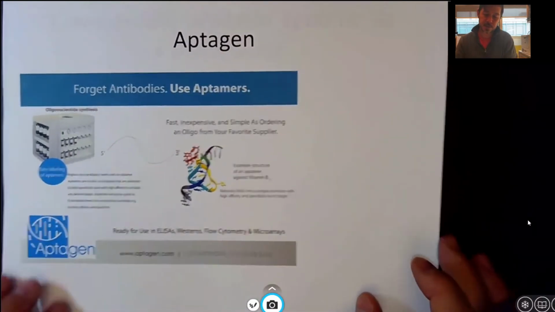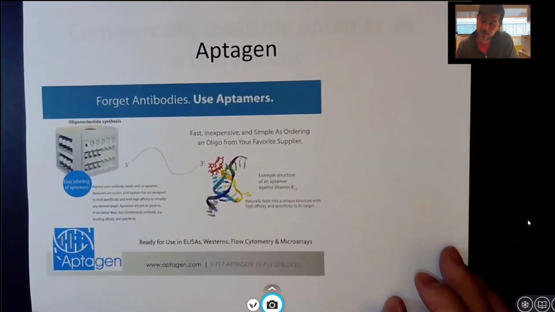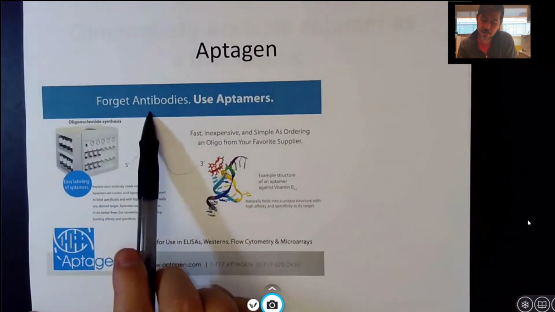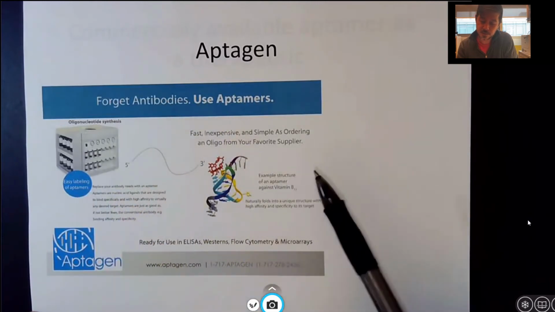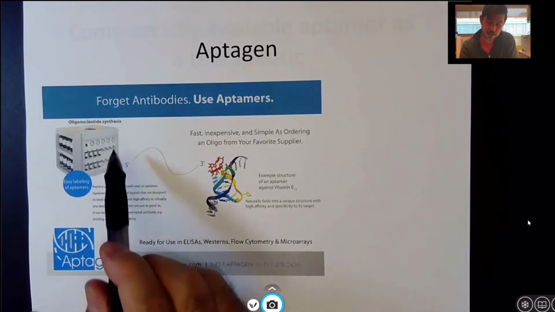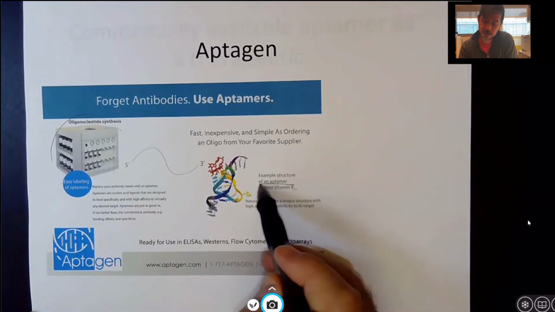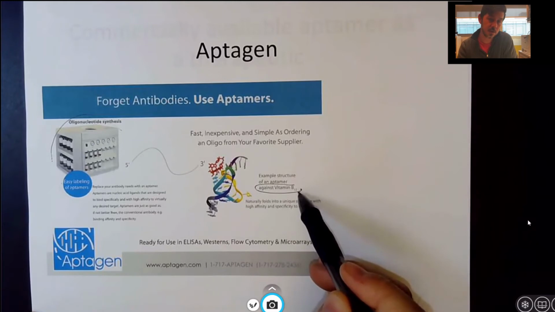There's a company called Optigen in the US, and on their webpage they say, forget antibodies, use aptamers, because aptamers could potentially bind to any molecule, whereas antibodies are specific proteins that bind to specific molecules or other proteins. Here you can see a large oligonucleotide synthesis machine in which you could generate large libraries of these. And here's an example of an aptamer that binds vitamin B12.